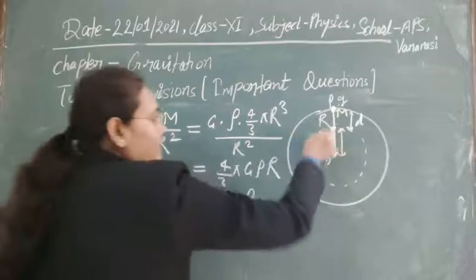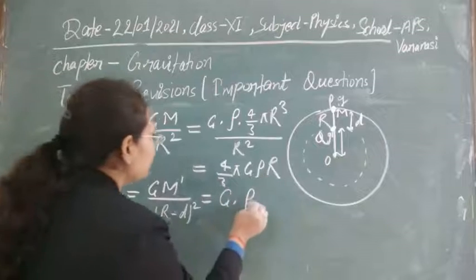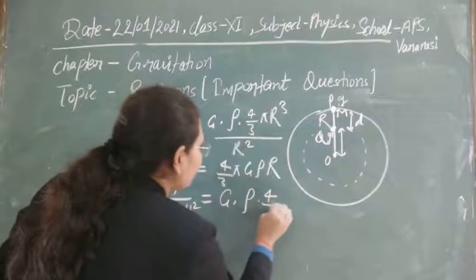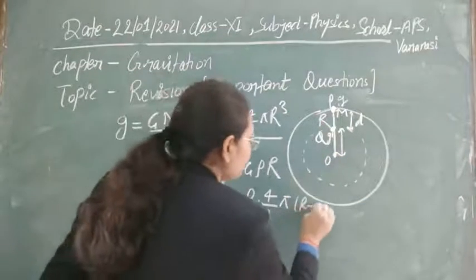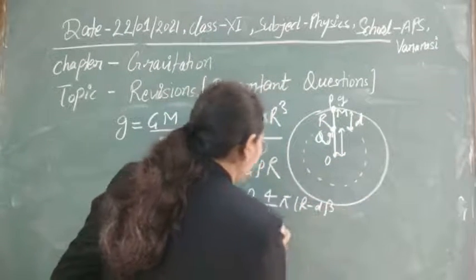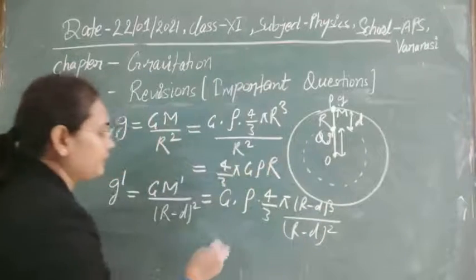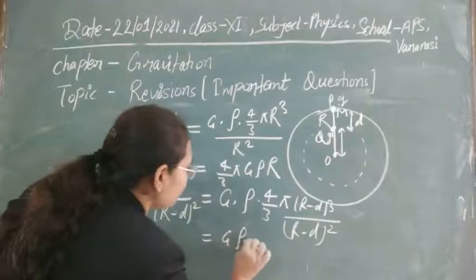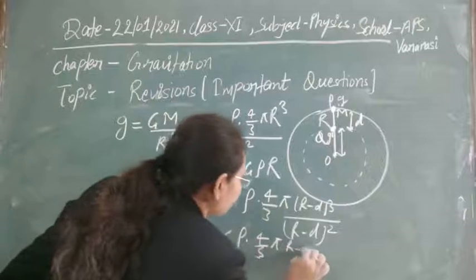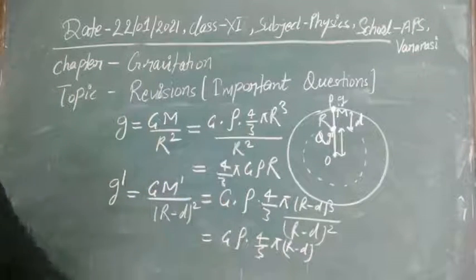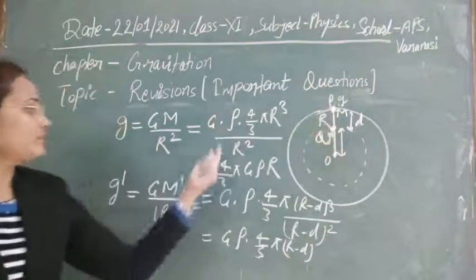As we are going inside the earth, mass is changing here, clear? So this will be equal to G rho 4 by 3 pi, the density of this sphere now. So this is equal to R minus d whole cube divided by R minus d whole square. And after that if we solve it, this is rho into 4 by 3 pi G into R minus d. Okay? So this is the value of g dash at this point, this is the value of g at that point.